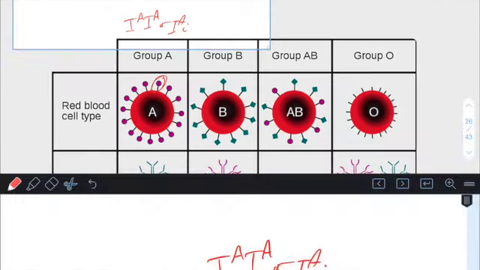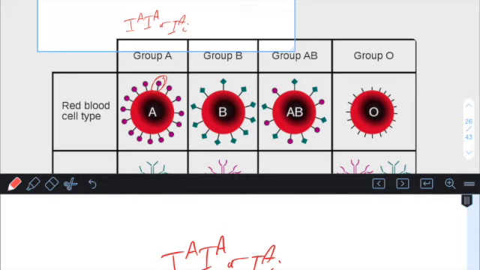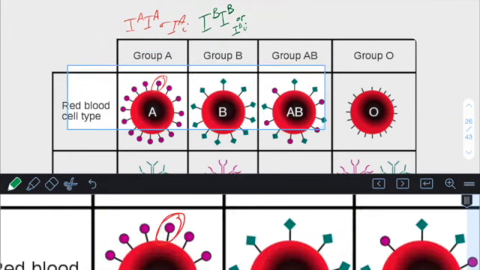If you have the other type, so let's make them green so they stand up a little more, where you're carrying those B alleles, in either the heterozygous case or the dominant case, then you will be able to produce these B-type antigens.